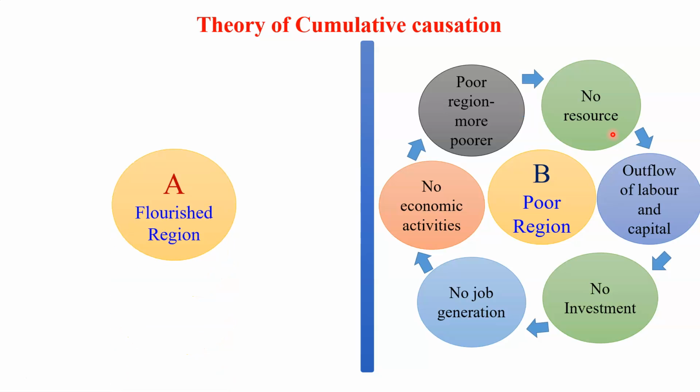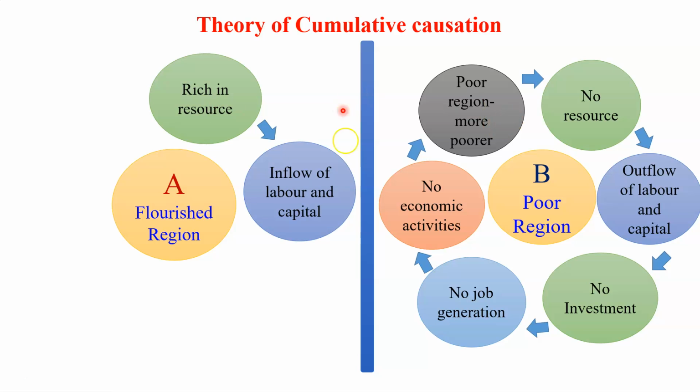On the other hand, we have a second region, that is region A, the flourished region. Why is it flourished? Due to the availability of a lot of natural resources in this region. This region also has an inflow of labor and capital. See, in region B, we see that there is an outflow of labor and capital. Why? Because there is no chance to invest money and to get a job in this region. Therefore, labor and capital both migrate from this region toward region A, and therefore here we have inflow of labor and inflow of capital.